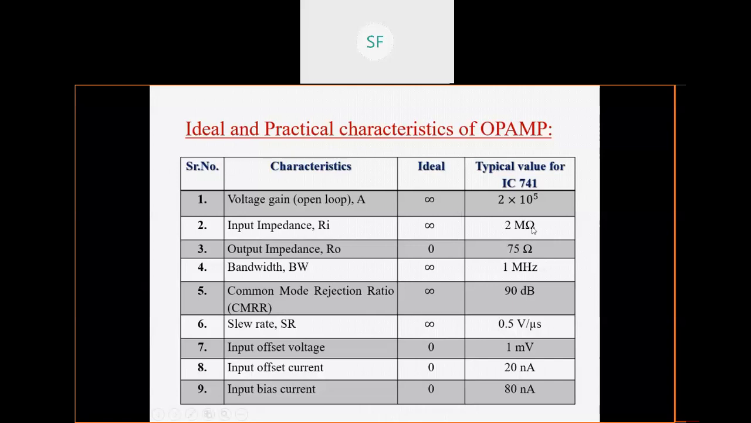Mega means what? 2 mega ohm means how much? 10 to the power 3? Anyone else?